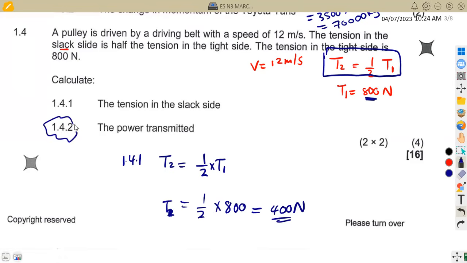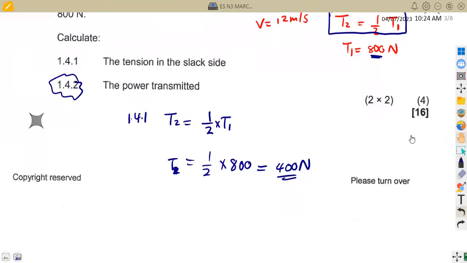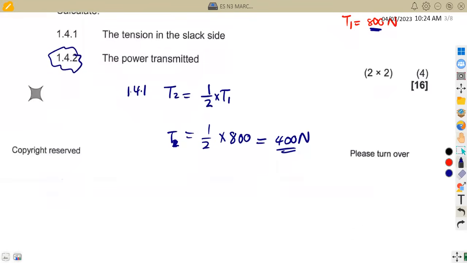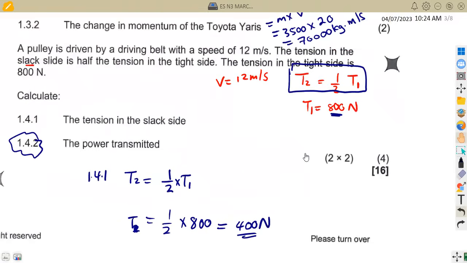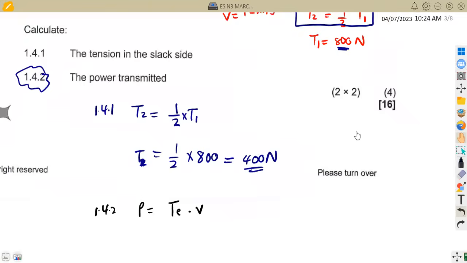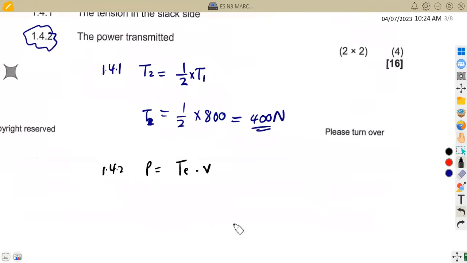Then 1.42, the power transmitted. Remember that if I have got the effective force, I can calculate the power, since power is equivalent to the effective tension times the velocity. We have the velocity here. So we need the effective tension, which is the difference between T1 and T2. So P is equivalent to (T1 minus T2) times the velocity.